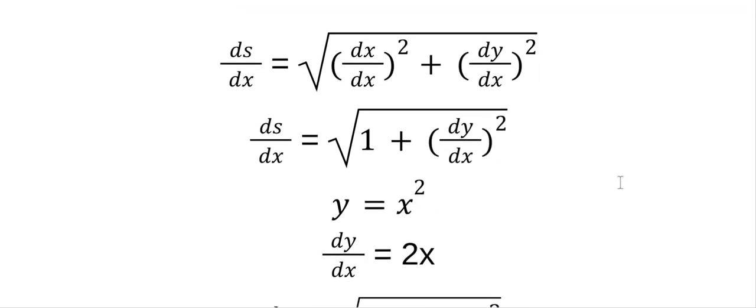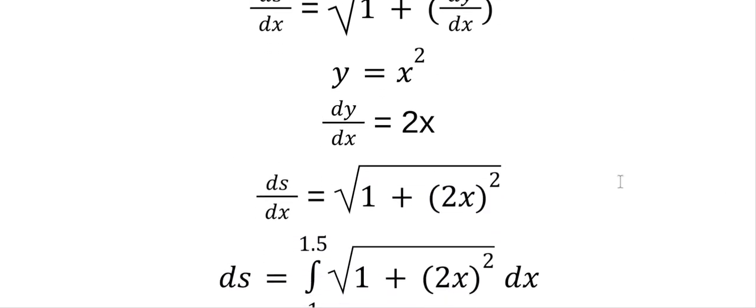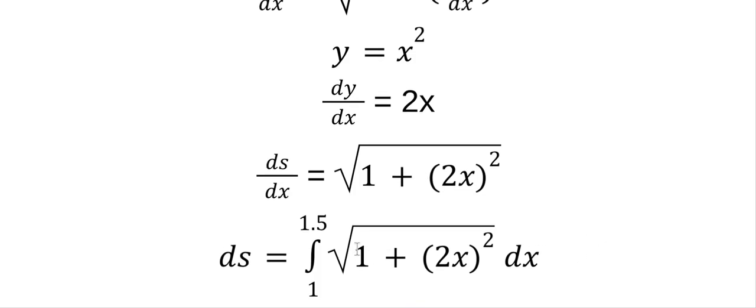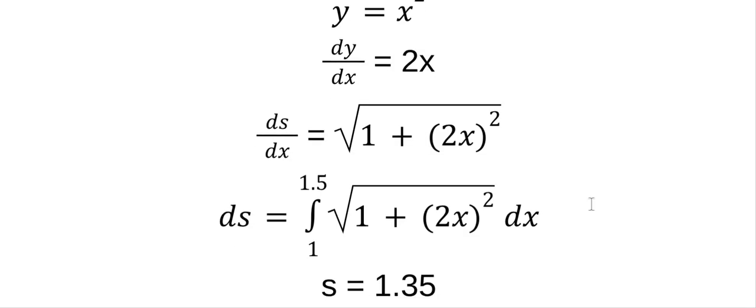So it turns out the integral of this is a really hard integral. This is some hyperbolic trig identity function thing. I had to look it up. And the answer is an arc length of 1.35.